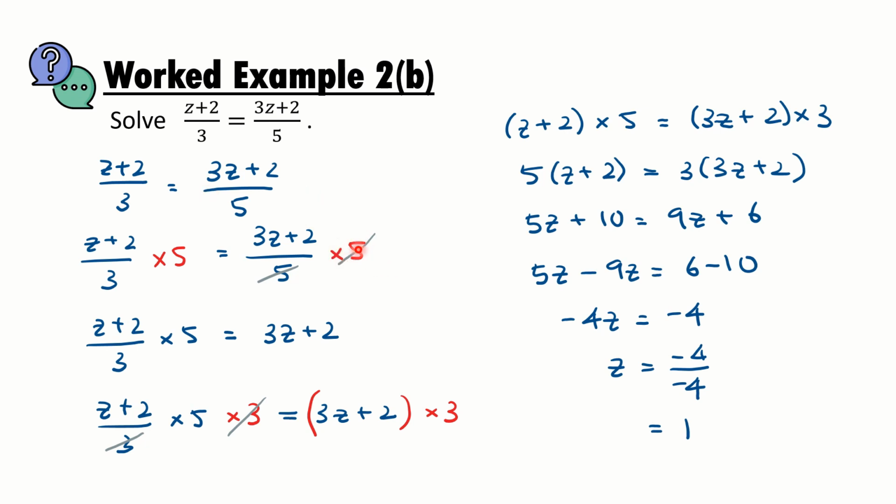What we did was we multiplied by 5 on both sides of the equation in order to get rid of this 5. And then also we multiplied by 3 on both sides of the equation in order to get rid of this 3. Okay, so we had a few steps over here in order to arrive at 5 times (z plus 2) equals 3 times (3z plus 2), which is something familiar for us to proceed in solving. Alright, so instead of doing this tedious multiplication of 5 and multiplication of 3, let's do this simultaneously, meaning to say we do it at the same time.